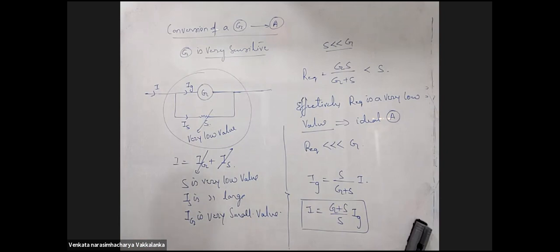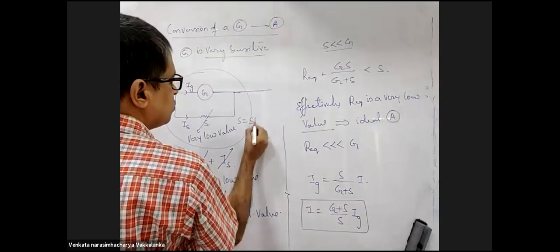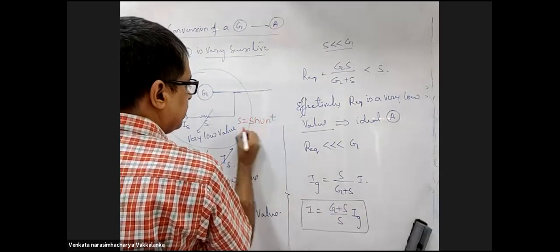Sir, how do you construct an ammeter from a galvanometer? By placing a shunt resistance of a very low value parallel to it. The process is called shunting. Name of the resistance is shunt resistance. S-H-U-N-T. S is called shunt.